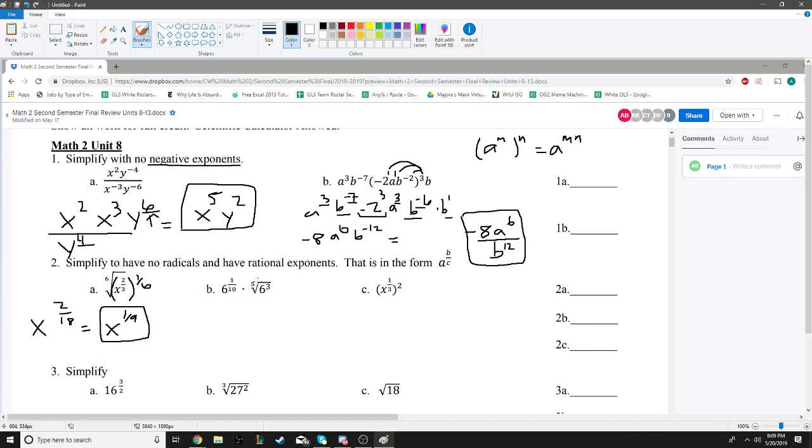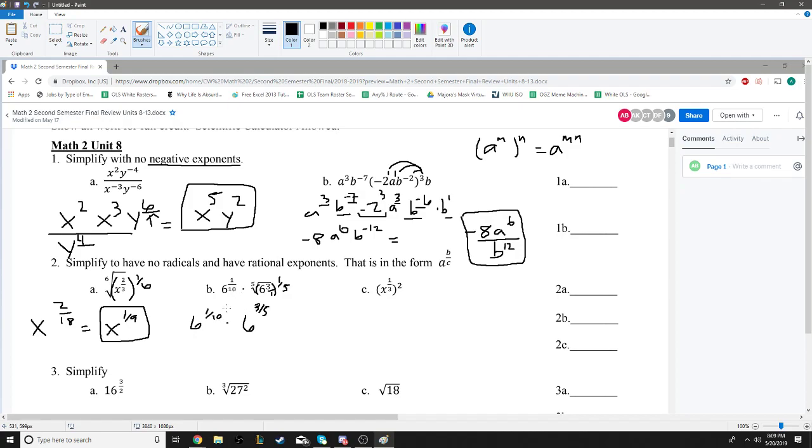For 2b, again, we put this in parentheses and change the root to a 1/5. Make the 3 into a fraction by putting 1 underneath it. So we get 6 to the 1/10 times 6. 3 times 1 is 3. 1 times 5 is 5. So that's 6 to the 3/5.